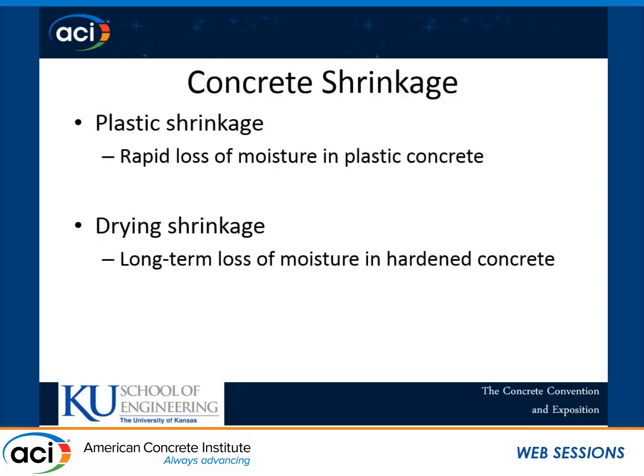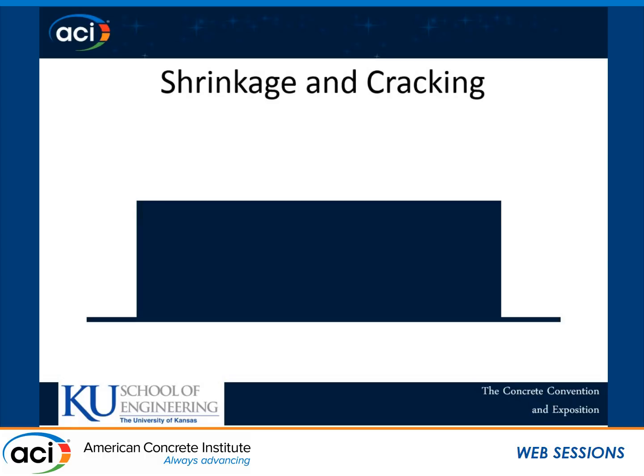There are two types of shrinkage we are mostly concerned with here: plastic shrinkage and drying shrinkage. Plastic shrinkage takes place when concrete is still in a plastic state, and it is caused by the rapid loss of mixing water, usually caused by the excessive evaporation rate associated with high wind speed, high temperature, or low relative humidity in the environment. Drying shrinkage, on the other hand, is caused by the long-term loss of moisture in hardened concrete. In both cases, due to the loss of moisture, the total volume of concrete is reduced, and we have shrinkage.